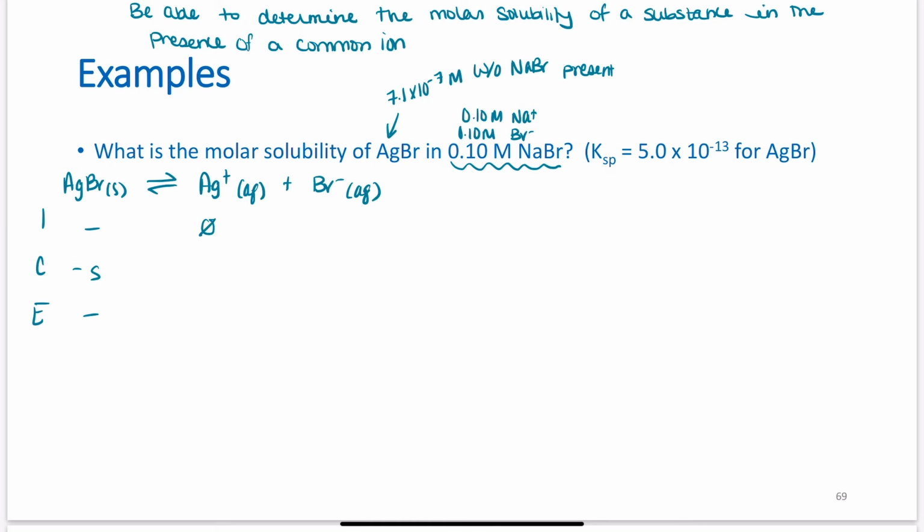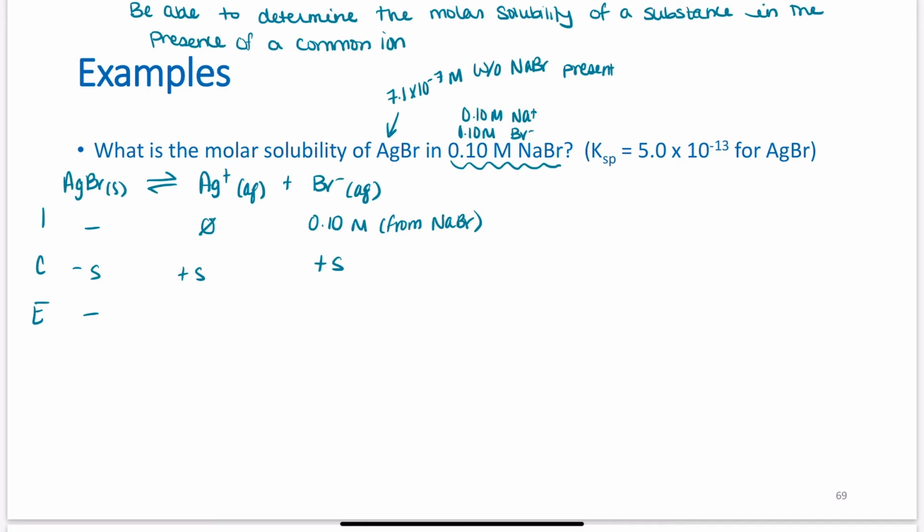I don't have any Ag plus to start, but I do have 0.1 molar Br minus from the NaBr. Plus S, there's 1 mole of each, it's a 1 to 1 mole ratio, so S and 0.10 plus S. Set up your KSP expression. KSP is 5.0 times 10 to the minus 13 equals the concentration of Ag plus times the concentration of Br minus.